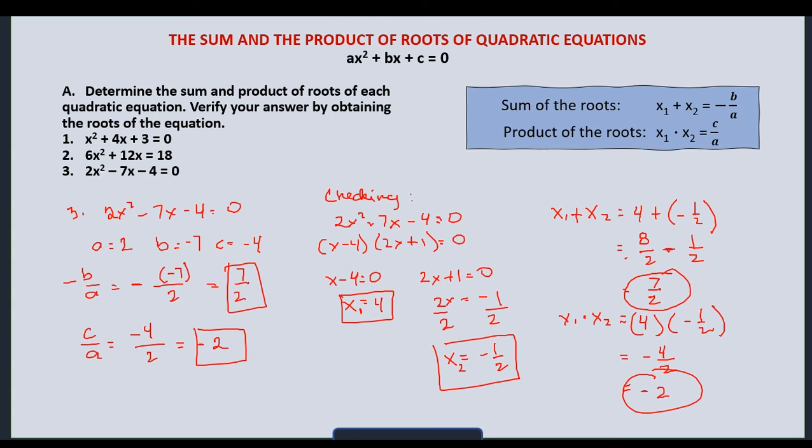So let's see if they are the same. My sum here is positive 7 over 2. All right, that's correct. And my product of the roots is negative 2. All right, they are the same. So there you go. We have obtained the correct answer.